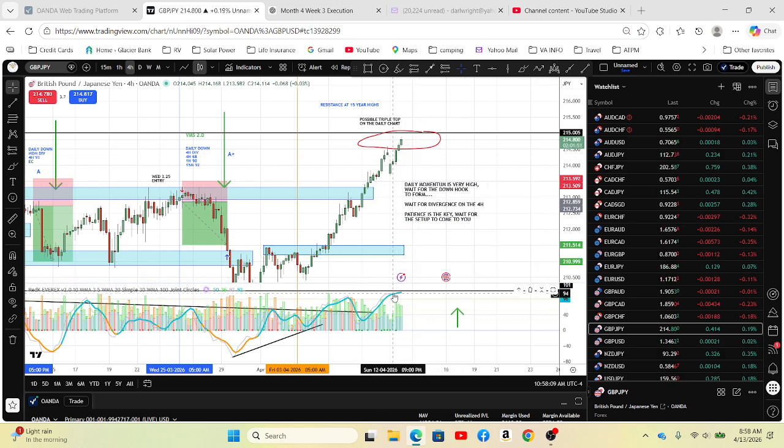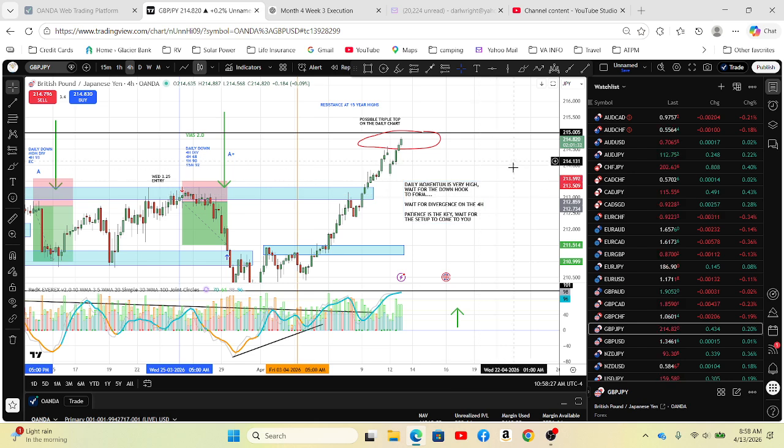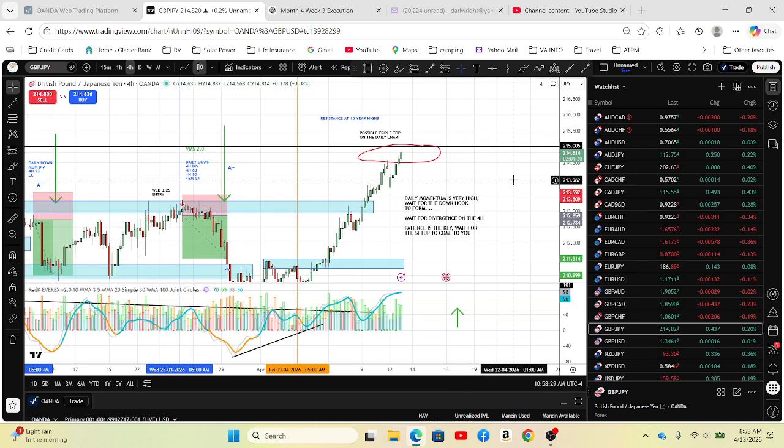We have 4-hour momentum is high, but it's not divergent. And the daily chart, we'll go look at that real quick. You can see this impulsive move up. But that means that the daily is very high, and it's still technically in an uptrend. So we have to wait for this to hook over and start coming down for us. So that's what we're currently watching for this week.